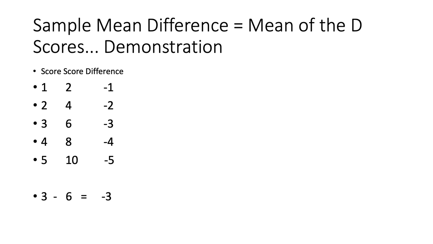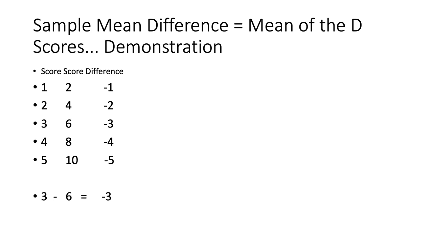I chose them so they were easy to have a mean. And the second scores are 2, 4, 6, 8, and 10, and the mean of those scores, chosen to be just as easy in terms of calculating the mean, is 6. So our mean difference is 3 minus 6, which is negative 3. Now, if I calculate the difference scores, you're going to see that the mean of the difference scores also equals negative 3.